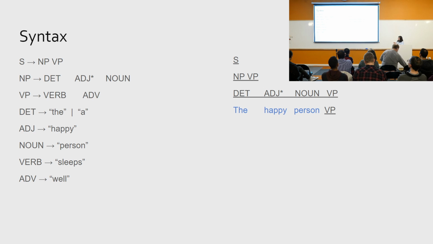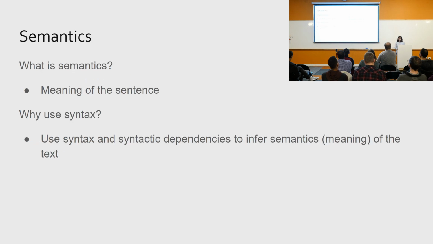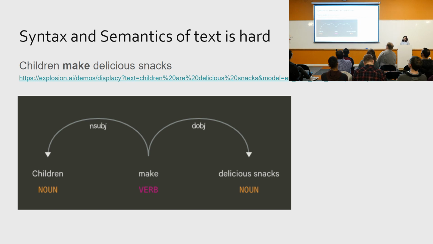The goal for understanding the syntax of language is to be able to understand the meaning of the language. What are they trying to convey? And that is semantics. That's what semantics means, the actual meaning that's being conveyed in the language. But it's not super easy. So syntax and semantics of text is hard.